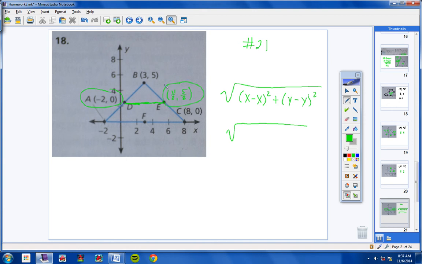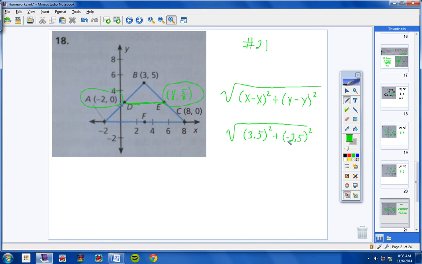So negative 2 plus 11 halves would be 3.5. Feel free to use a calculator, guys. That's what I did. Okay, it's a lot faster. So use a calculator. Now y minus y. 0 minus 5 halves would be negative 2.5.